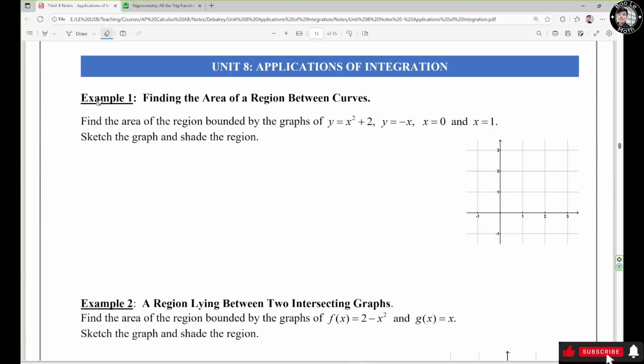Let's take a look at the first example. Find the area of the region bounded by the graphs y equals x squared plus 2, y equals negative x, x equals 0, x equals 1. Sketch the graph and shade the region. So basically you need to graph this one first. x equals 0, y equals 2; this one is the vertex. x equals 1, y equals 3. x equals negative 1, y equals 3. So the graph should look like this.